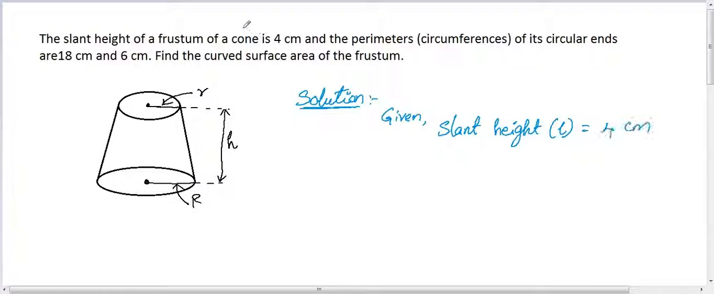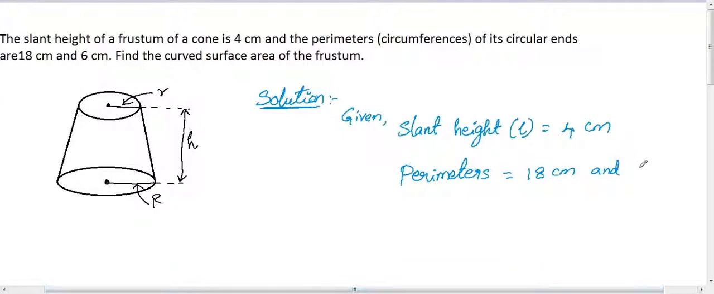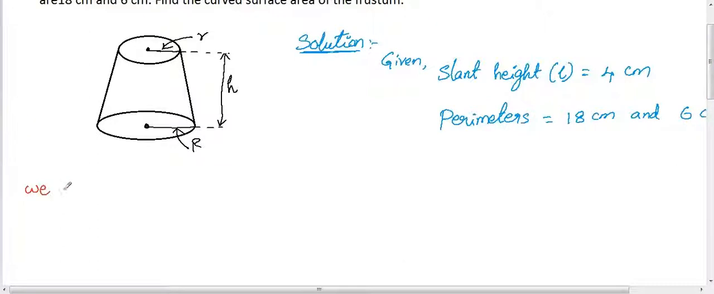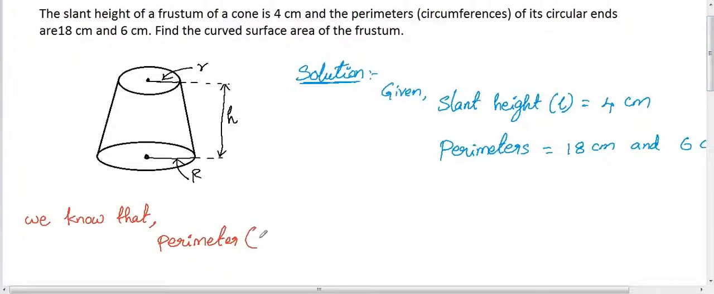So what exactly do we need to do first? We need to find the radius of each circle, I mean the top circle and the bottom. Let's say small r be the radius of the top circle and capital R be the radius of the bottom base circle. Given slant height L is equal to 4 centimeters and the perimeters of the circular ends are 18 and 6 centimeters. We know that the perimeter of a circle is nothing but its circumference.